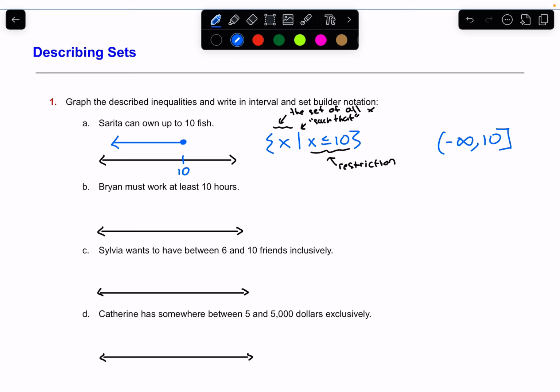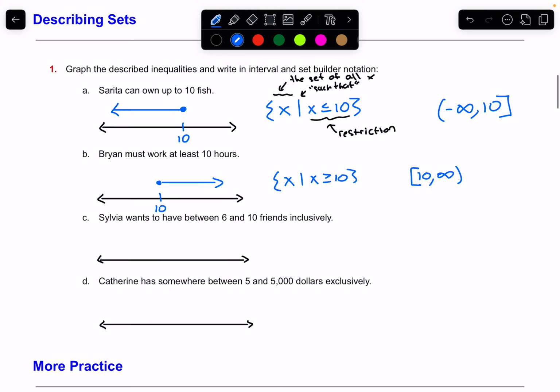All right, now part B. Brian must work at least 10 hours. So if he must work at least 10, that means he can work 10 or he can work more than 10. So we're going to take the exact same thing but have it go the other way. So this is the set of all x such that x is greater than or equal to 10. And so instead of negative infinity to 10, now we're starting at 10 with the bracket and then going all the way up to positive infinity. Okay, where again 10 is included because if Brian must work at least 10, that means 10 is a possibility. 10 is at least 10.